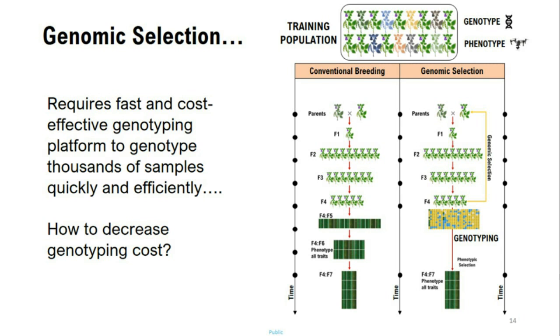As I said a few seconds ago, we need to genotype thousands and sometimes millions of individuals. So we need a cost-effective genotyping platform. But the question is how we can decrease the genotyping cost.